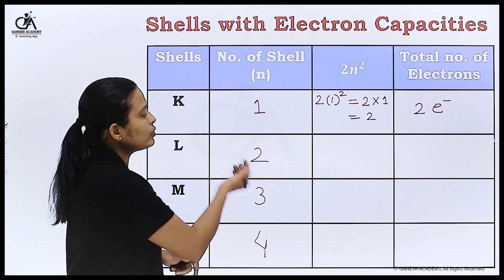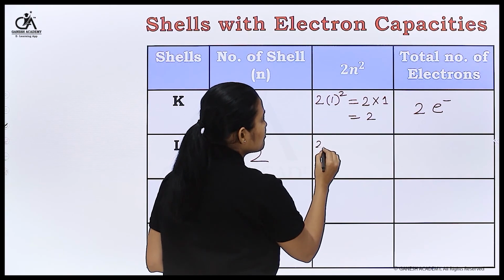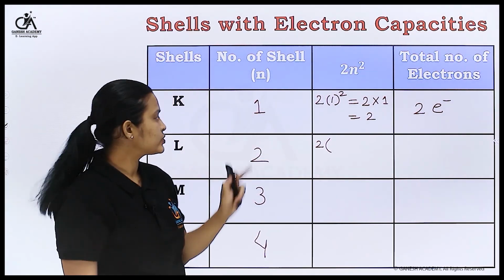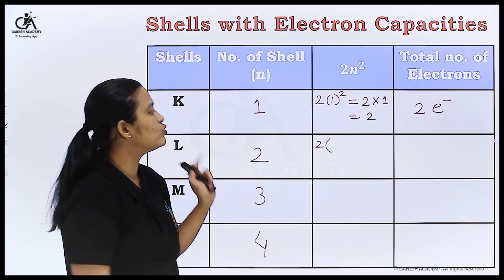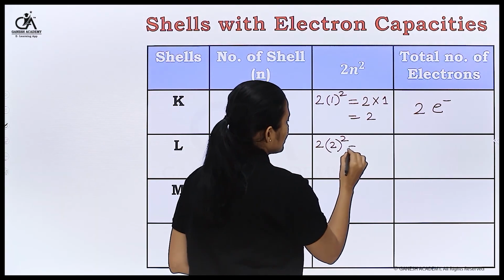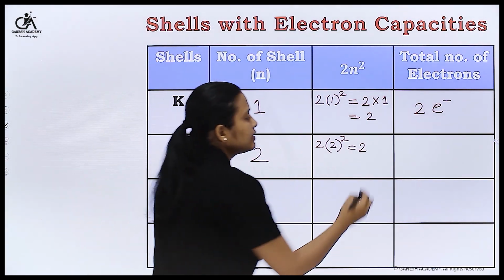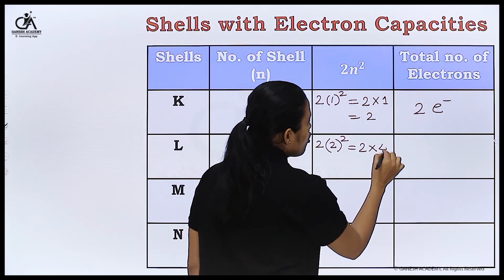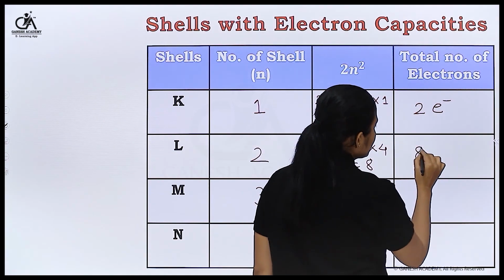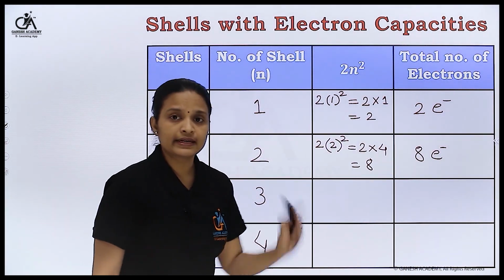Now I will show you the second shell. Again you have to use the same formula, but you have to change the value of n. So here the value of n is 2. Why 2? Because L is the second shell. So calculate it: 2 square is 4, and 4 into 2 is 8. So the second shell has an electron capacity of 8.